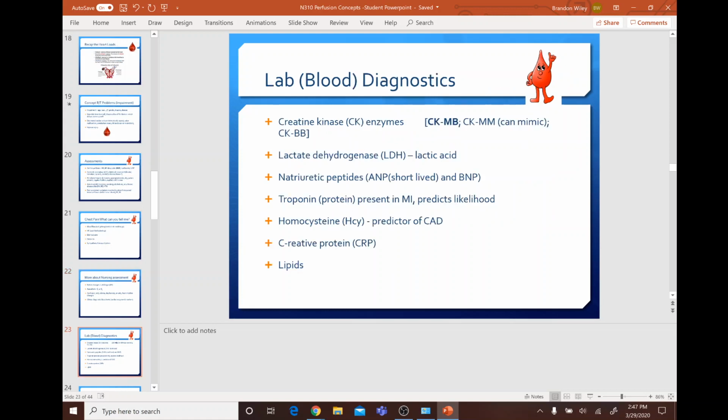So we've got some lab diagnostic tests. We are going to skip over these, but I just want to say troponin is present in an MI. It predicts the likelihood. Homocysteine, what does that predict? CAD, we know that. We'll come back to these. This will be in the book. Come back to those.